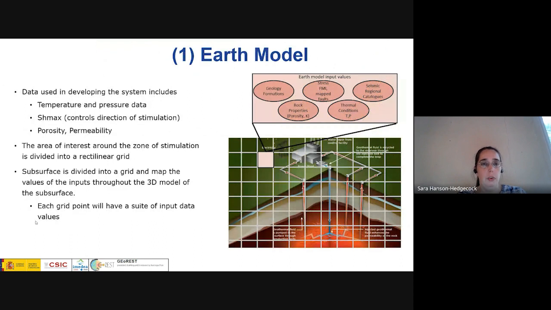The first step in our project is to develop the Earth model. We use temperature and pressure data, stress, which controls the direction that your events will fracture in, and porosity and permeability, which basically is the capacity to hold fluids and for fluids to circulate. We divide our zone of interest into a rectilinear grid and interpolate our properties in the 3D subsurface. At each grid point, we'll have a suite of all these different values that we input into the clustering.